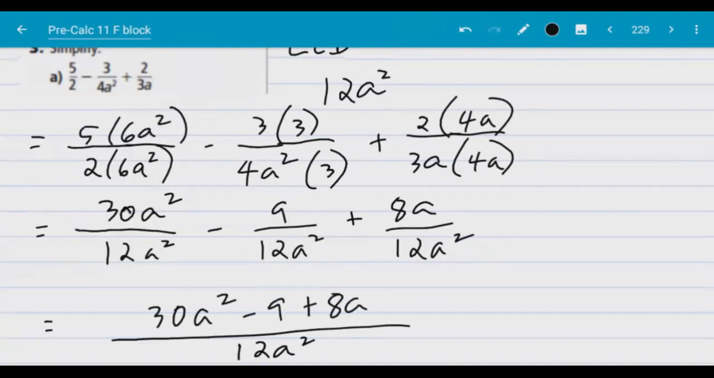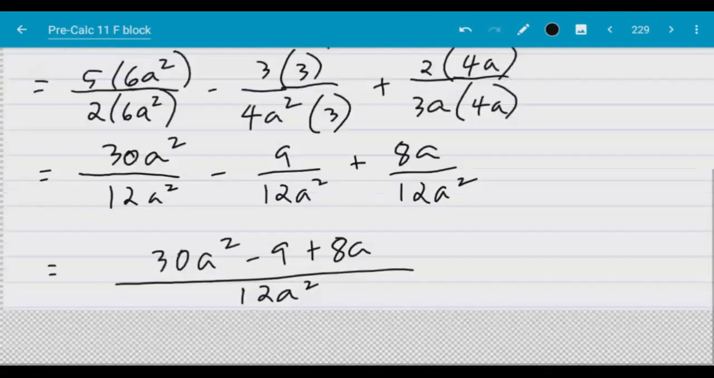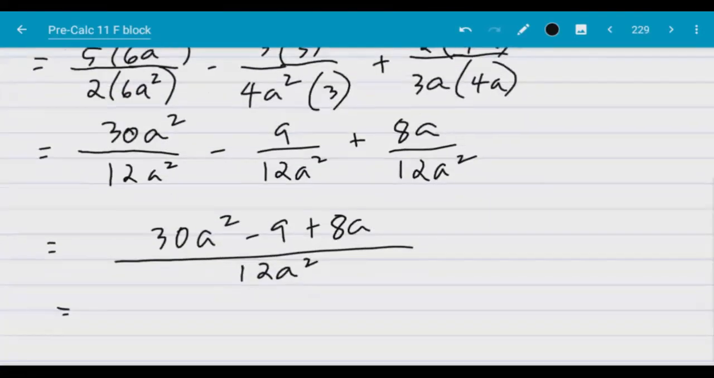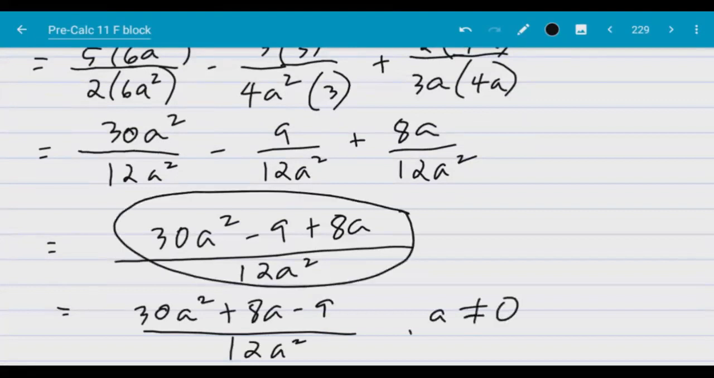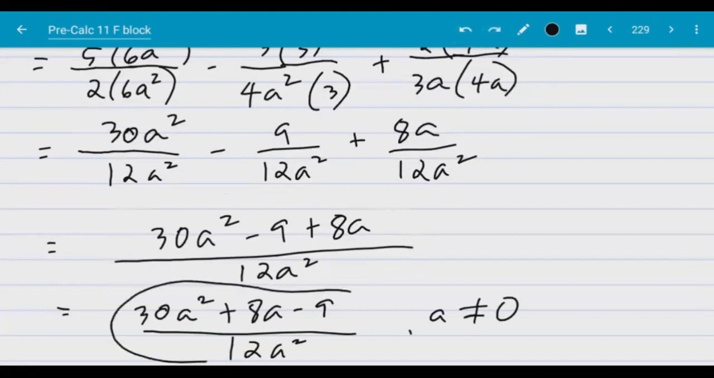Or if you're thinking, Mr. Abram, should I have the 8a before the minus 9? Well, math convention usually does that, meaning you might want to turn your answer into 30a squared plus 8a minus 9, all over 12a squared. And the non-permissible value is that a cannot be equal to 0. Now, this is already a good answer. If you want to turn it to this one, better. But both of them are correct answers.